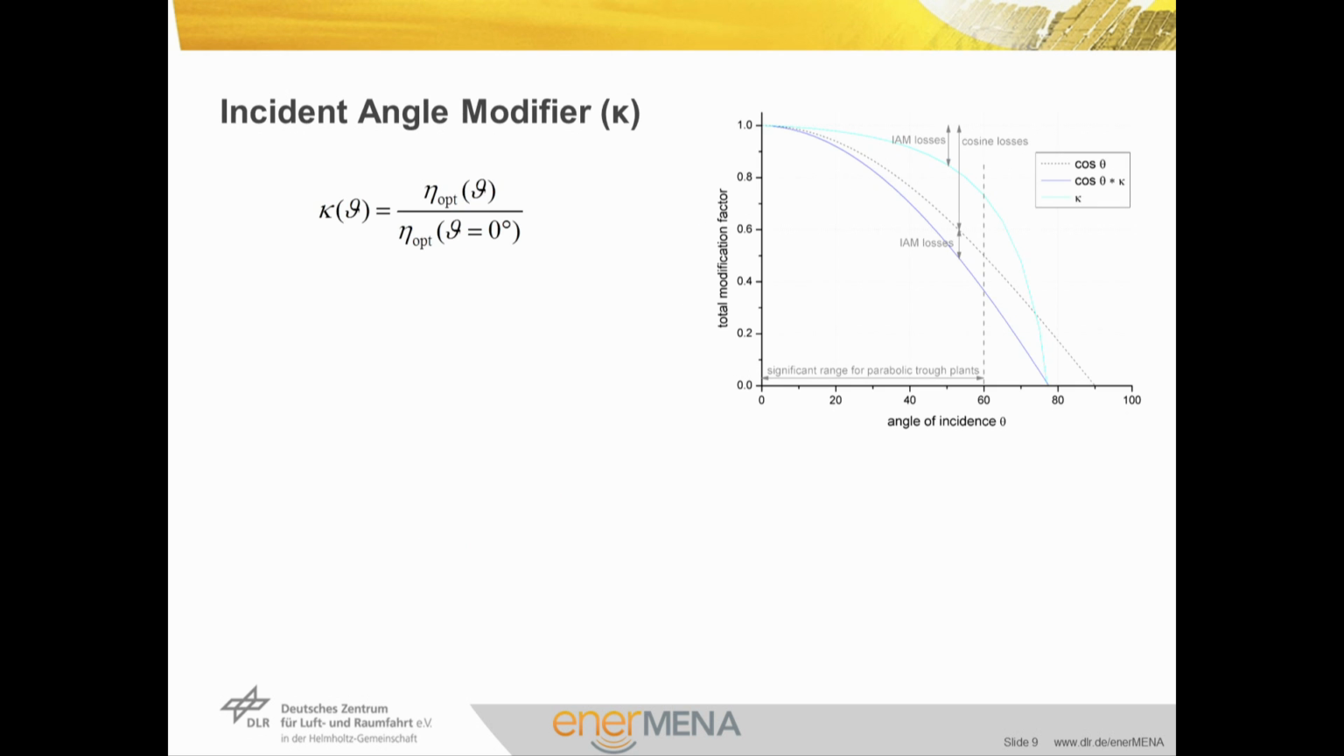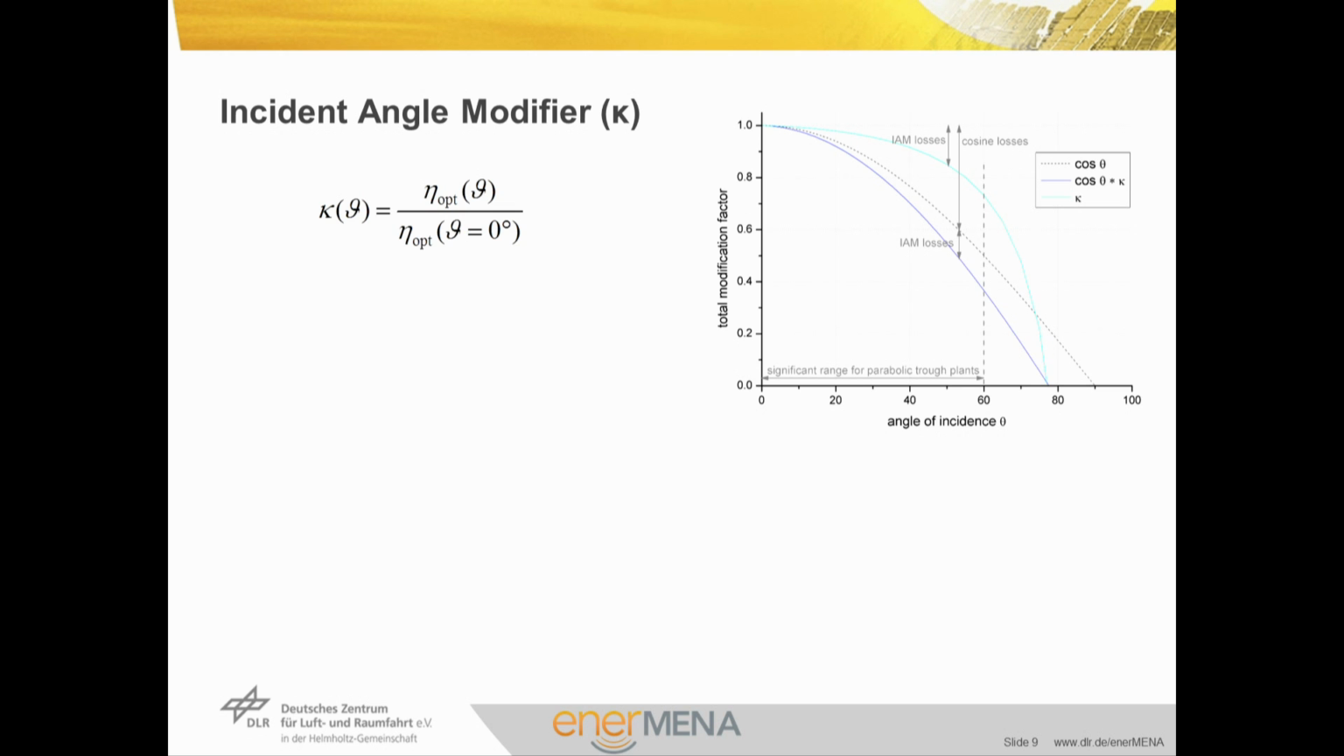The incident angle modifier, abbreviated as IAM, summarizes angular effects in optical collector performance. It is derived from the ratio of optical efficiency at a given angle of incidence to optical efficiency at normal incidence. The contributions of cosine loss and IAM loss are compared in the graphical representation on the right. It shows the value of the modification factors as a function of angle of incidence.